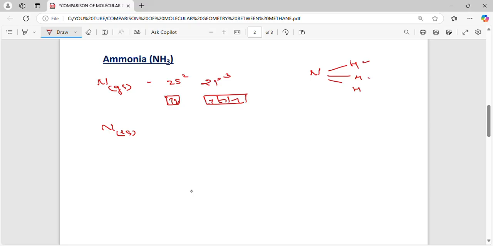For each hydrogen atom, 1 unpaired electron is enough. It means a total of 3 unpaired electrons is enough. So here we have 1, 2, 3 unpaired electrons. In this case, we don't need the excited configuration. So the ground state electronic configuration itself is required for the hybridization.